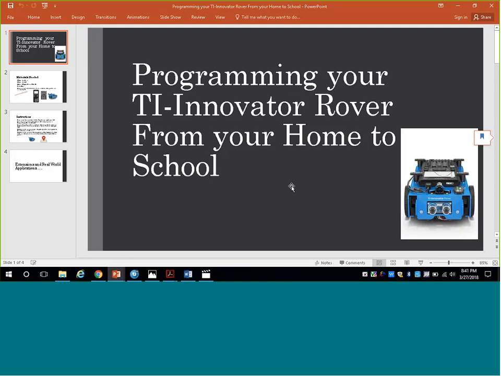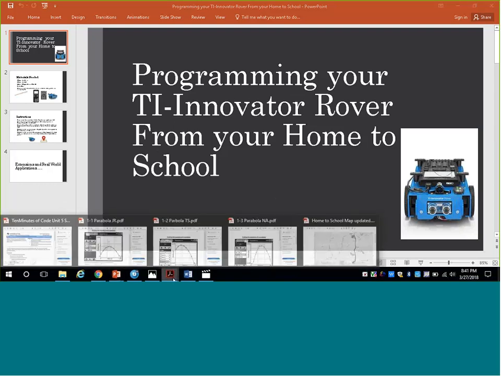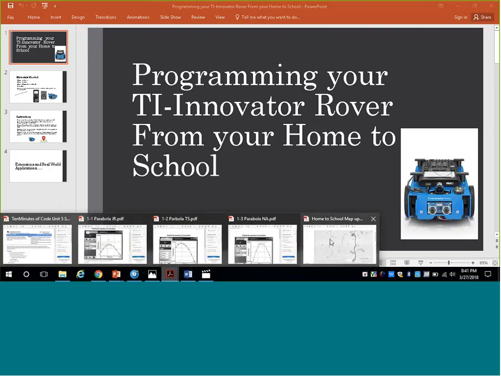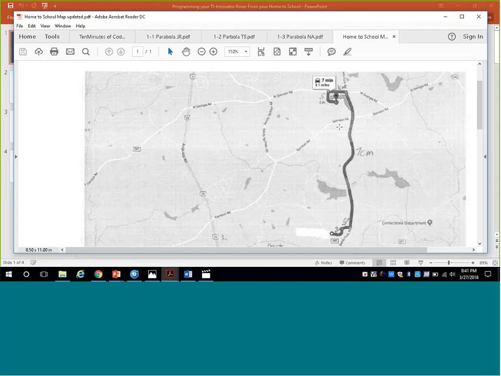So what I had my kids do is use simple commands. I asked them to go onto either a Google map or their iPhone maps or whatever, and just plot a course. So here is a simple course from somebody's home to our school. And what I wanted them to do is have the Rover program follow that.